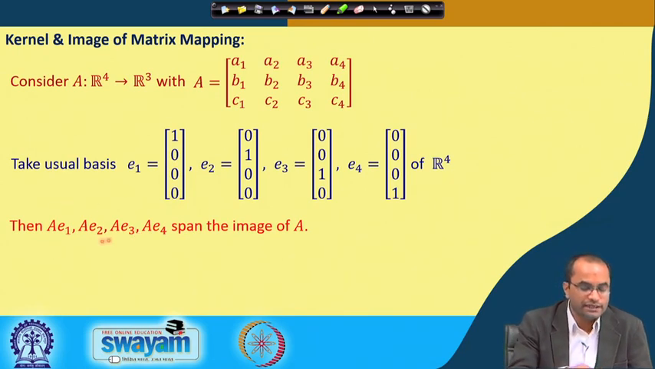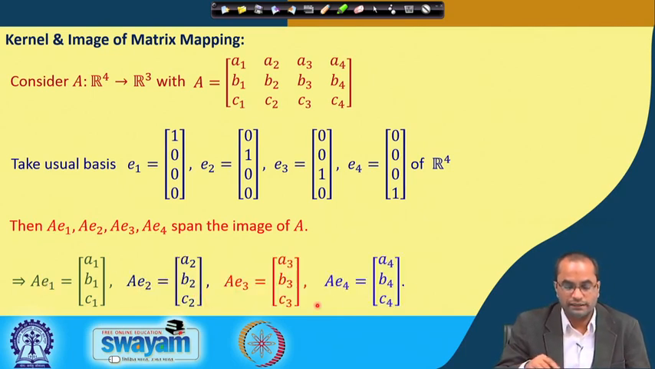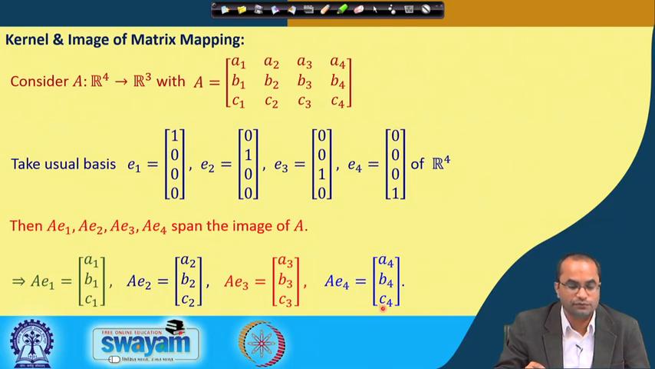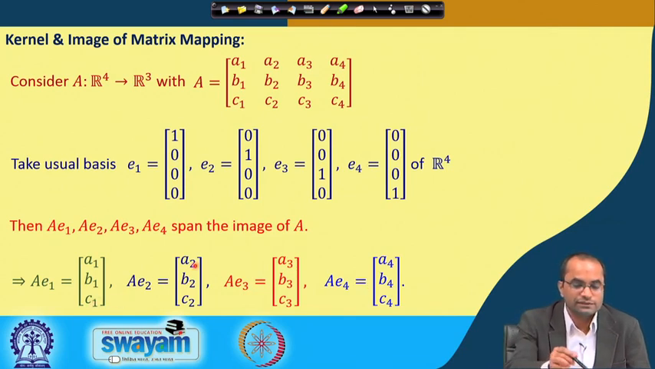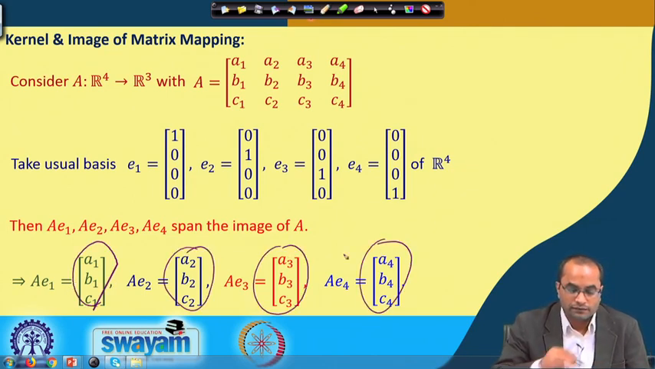Now we compute A E 1, A E 2, and so on. If we take A and E 1, we get nothing but the first column, a 1, b 1, c 1, and similarly A E 2, A E 3 and A E 4. So, these vectors a 1 b 1 c 1, a 2 b 2 c 2 and so on, up to a 4 b 4 c 4, are vectors in R 3. These are the vectors in the image, and we know from the previous theorem that these vectors will span the image.